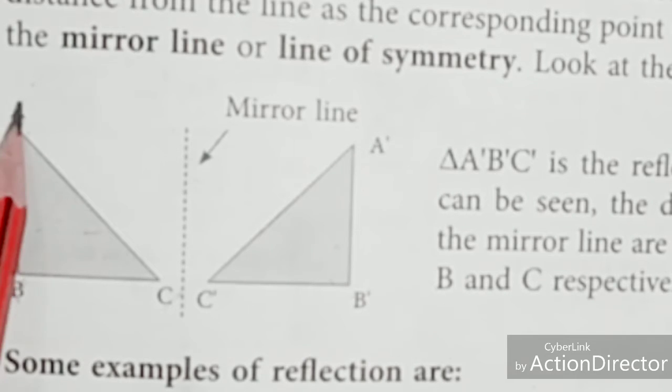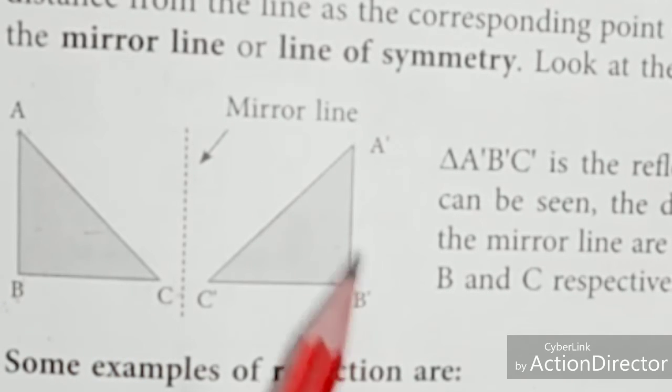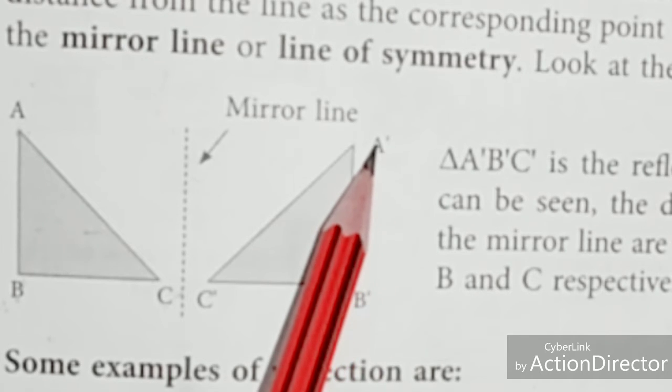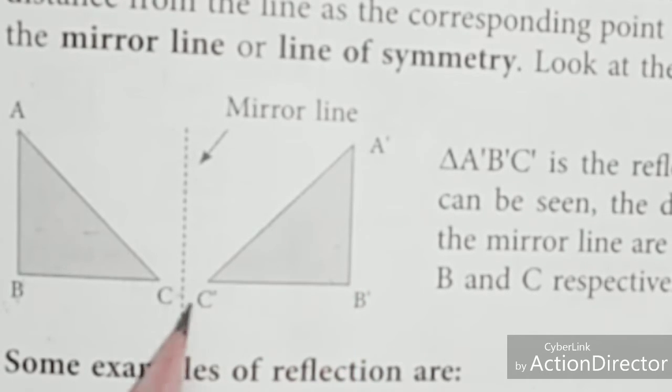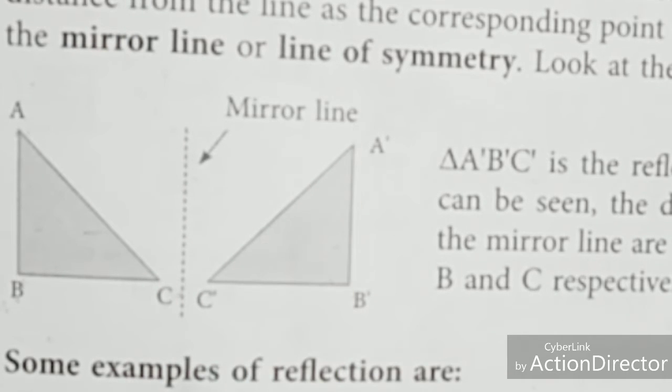So here we give the name of this triangle ABC, but in the reverse image of this triangle we give the name triangle A dash, B dash and C dash. Triangle A dash, B dash and C dash is the reflection of triangle ABC in the given line, and this line is known as the mirror line. As can be seen, the distances of the points A dash, B dash and C dash from the mirror.